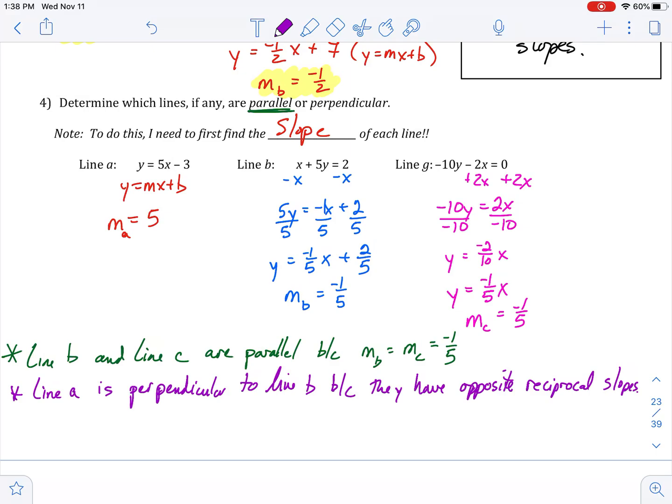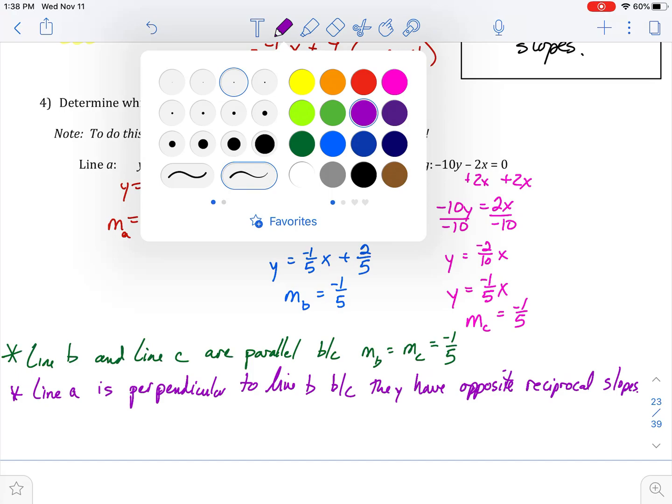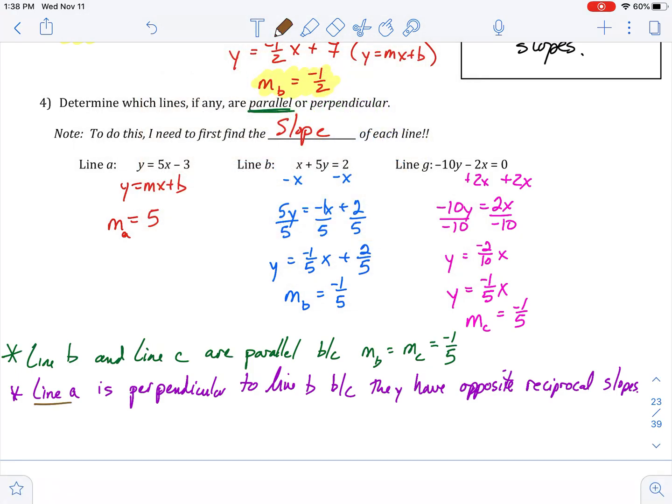Well, I'm not going to go back and rewrite this whole thing again, but there is one more statement we can make, and that is that line A is perpendicular to line C. And again, I won't go through that same reasoning. We just discussed that reasoning, but it's related to that idea that those are opposite reciprocal slopes. Positive 5 and negative 1/5 are in fact opposite reciprocals.